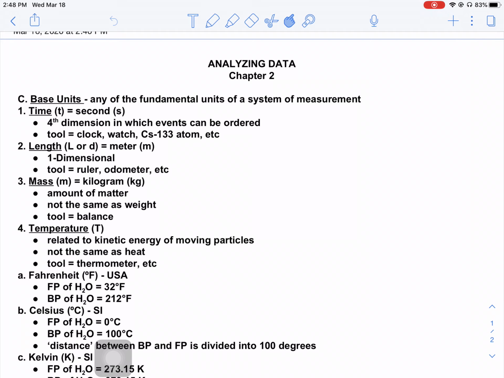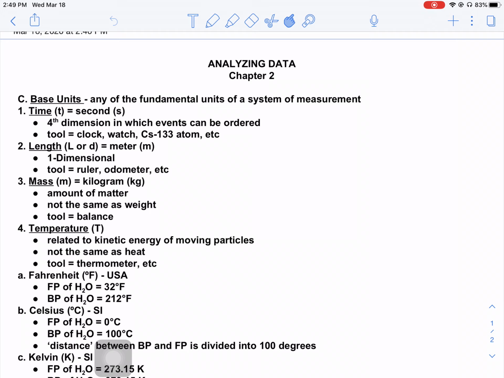Now, the next one is mass. This one's a little bit different. The symbol for mass is lowercase m, and we use the gram primarily in chemistry, but the kilogram is oftentimes acceptable as well. It tells you how much matter something has, as determined by protons and neutrons.